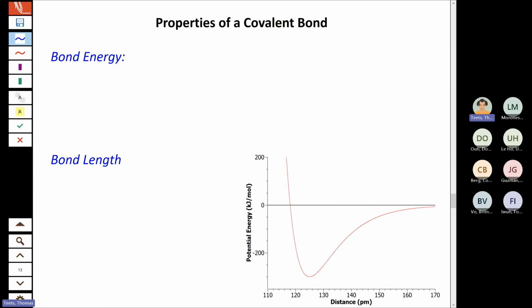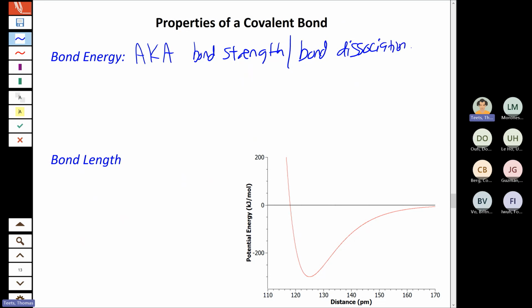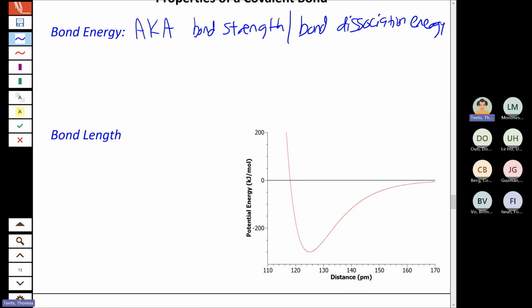So there's a few properties of covalent bonds that we want to be aware of. One of them is called bond energy. This can have different names. Sometimes it's called bond strength, or a more formal term is bond dissociation energy. So all these mean the same thing. Just want to make sure you're aware of the different terminologies we have. And basically, this is the energy required to break a bond.